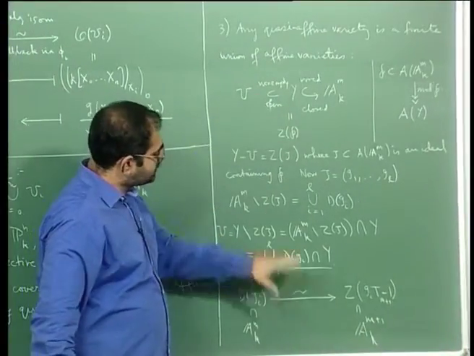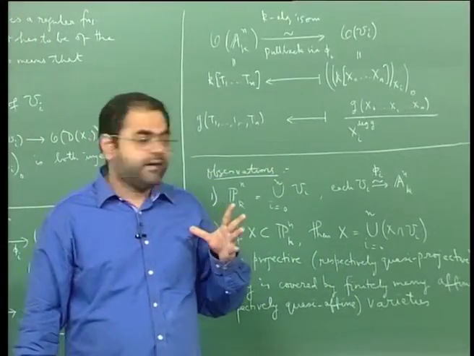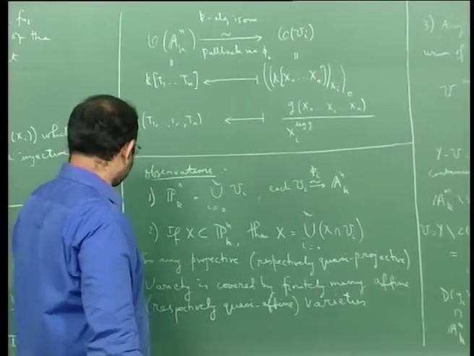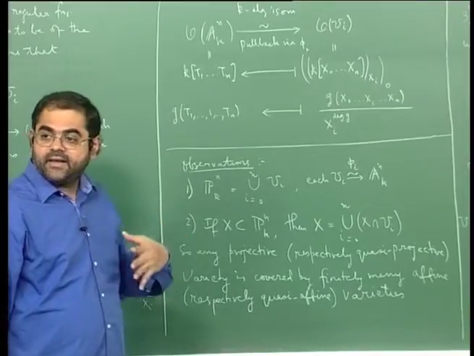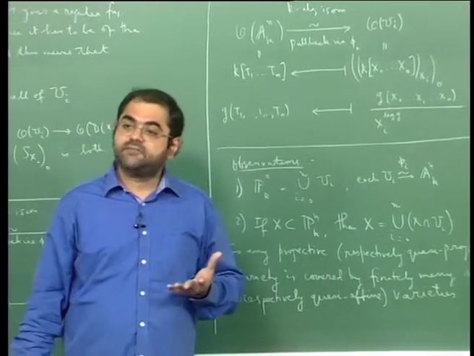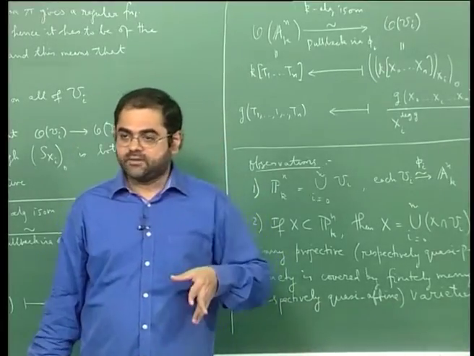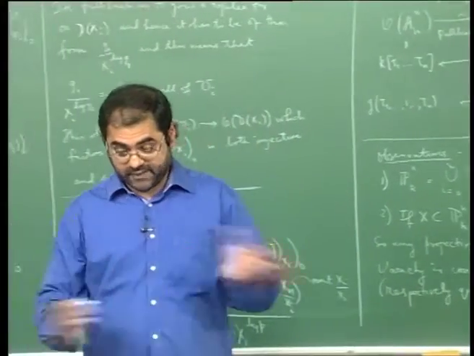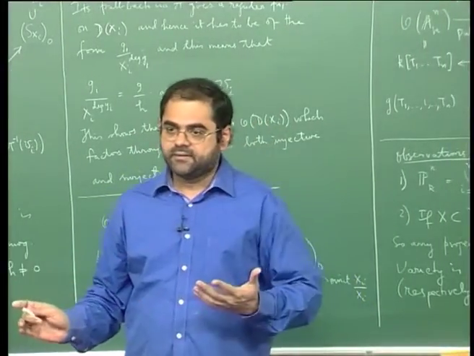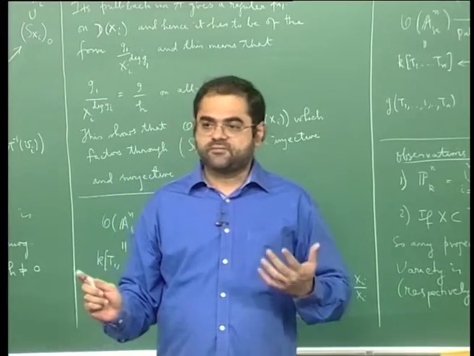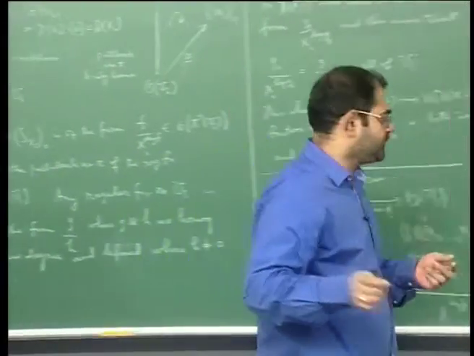So what this argument shows is that any quasi affine variety is a finite union of affine varieties, and if you combine that with 1 and 2, you will get that even a quasi projective variety will also be a finite union of affine varieties. So if you put everything together, any variety is a finite union of affine varieties. Any variety has a finite cover by open subsets, each of which is isomorphic to an affine variety, and thus we say that affine varieties are the building blocks of varieties.